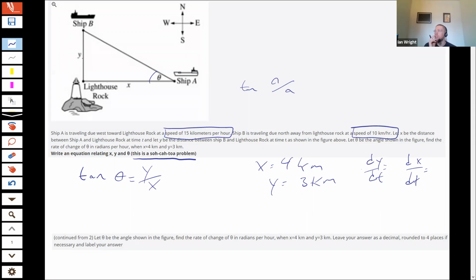Dy dt is the speed of ship. Which one, Brittany? Ship B. Good. So dy dt is ship B, and is going to be 10 kilometers per hour. Wait, did I do that wrong? Yeah, I got that backwards because I wrote them in a dumb order. Yeah, dy dt is the speed of ship B, which is 10. Now dx dt is going to be negative 15.